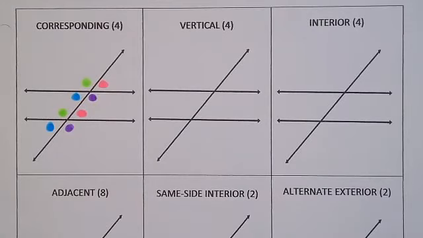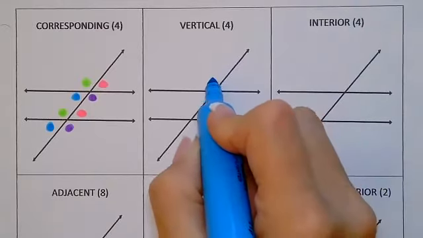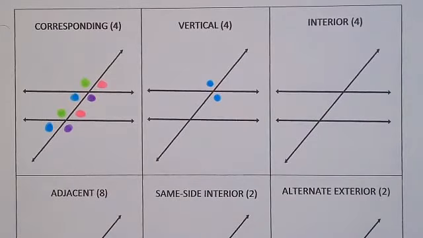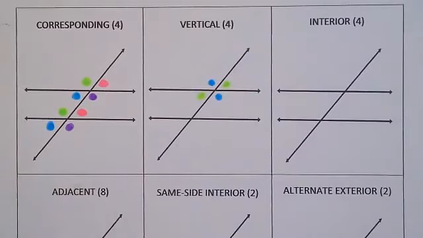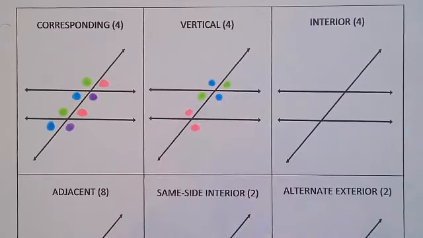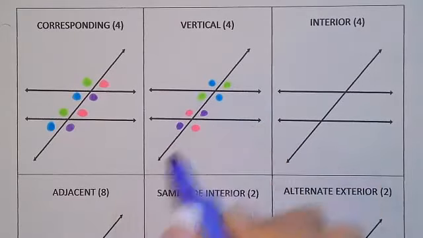Okay, the next section, vertical angles. So vertical are across from each other. So these are vertical angles. These are vertical angles. These are vertical angles. And these are vertical angles.